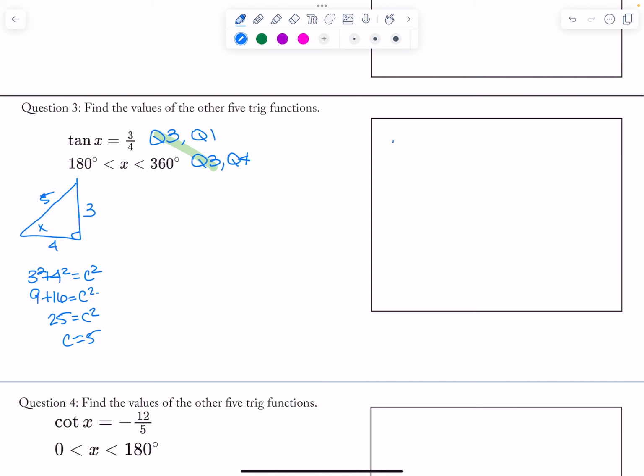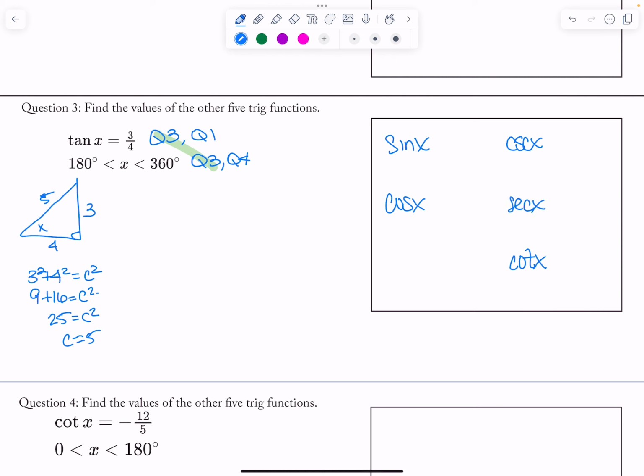And I wanted sine, cosine. I already have tangent. So cosecant, secant, and cotangent. Let me make this better because it got all weird again on me.